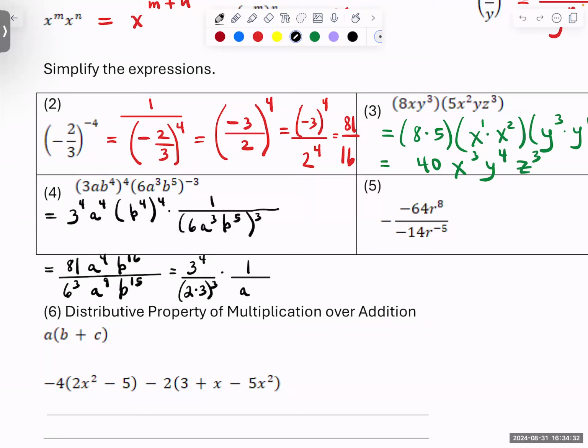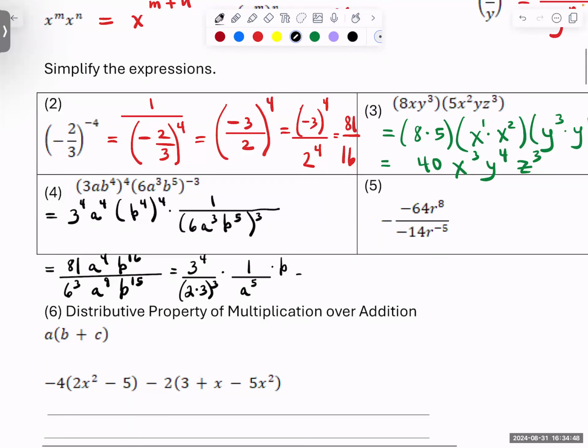Then in dividing b to the 16th by b to the 15th, you can either divide and cancel or subtract the exponent. 16 minus 15 will be b to the 1 or just b. All right, so we have 3 to the 4th, which is 81 again. B in the numerator. In the denominator, we have 2 cubed times 3 cubed, a to the 5th.